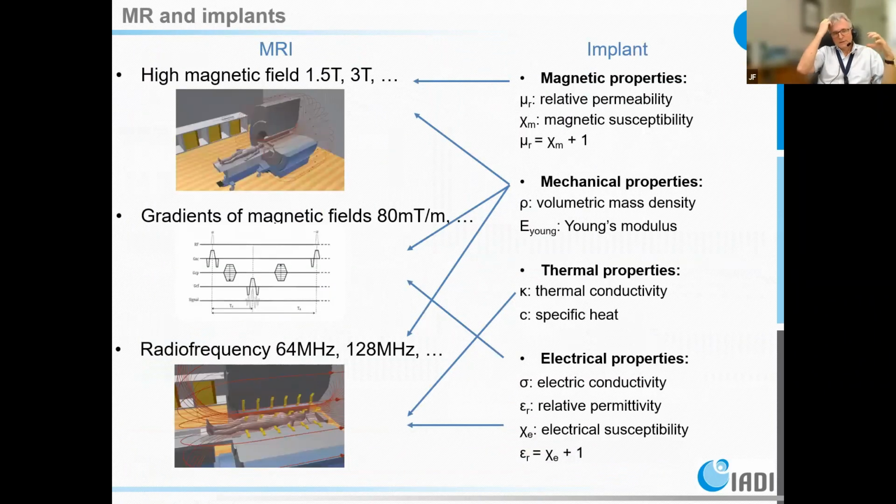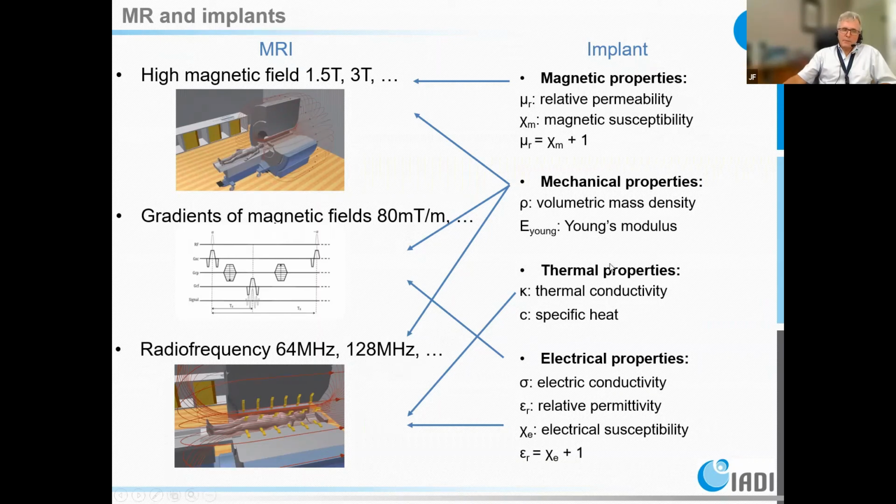Here again, the slide is a bit heavy, but just to understand, we have B0, gradient of magnetic field, radio frequency. On the other side, you have the implant, for example. This implant has some magnetic property. If it's ferromagnetic, this will fly inside the system. So you have to know if the system is ferromagnetic. You have also to understand the mechanical property. If you have some vibration or some system, you have to know will this break down during MRI or not.